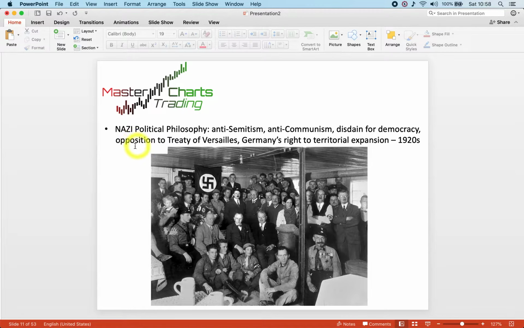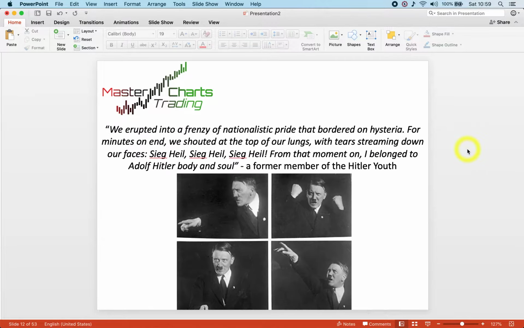And he was opposed to the Treaty of Versailles, obviously, since he didn't think that Germany was responsible for starting the war. But the biggest thing, of course, is Germany's right to territorial expansion, and this is what led to military conflicts in the 1930s and 1940s. So Hitler here, you can see he was a powerful speaker.